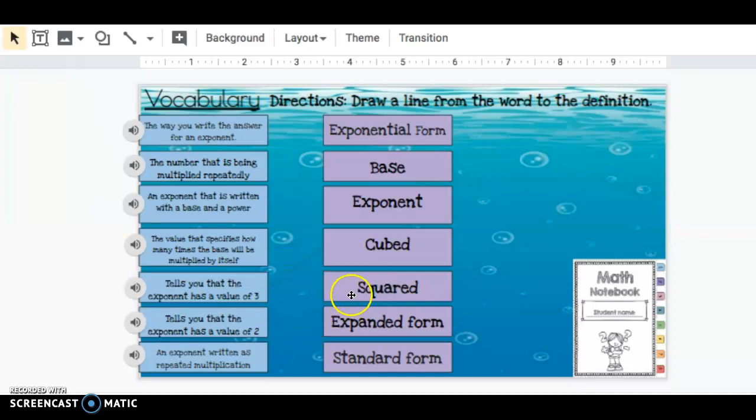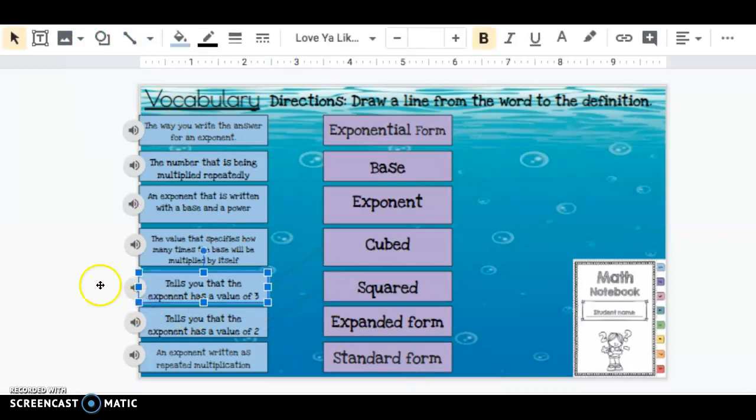The next word I'm very confident in is squared. I know that squared is the same thing as cubed, it's just the exponent is different. So the exponent has a value of 2. So I'm drawing my line looking here or listening to the one that tells me that the exponent has a value of 2, which is right here. So I'm going to click my line tool, start, and draw. Oops, that's not what I wanted to do. I'm going to click, hold down, let go, and it draws that line.